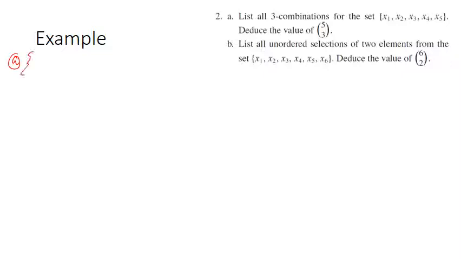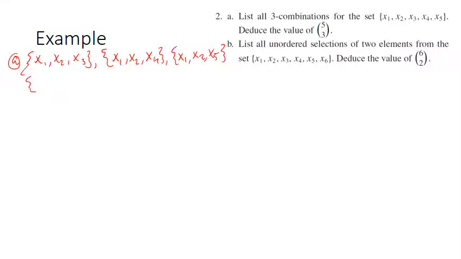Okay, so I'm going to start by just going in order: x1, x2, x3, and I'll do all the ones that start with x1, x2 first, so I'm basically listing them in order. So x1, x2, x4, x1, x2, x5. Okay, so that was all the ones that have x1 and x2.